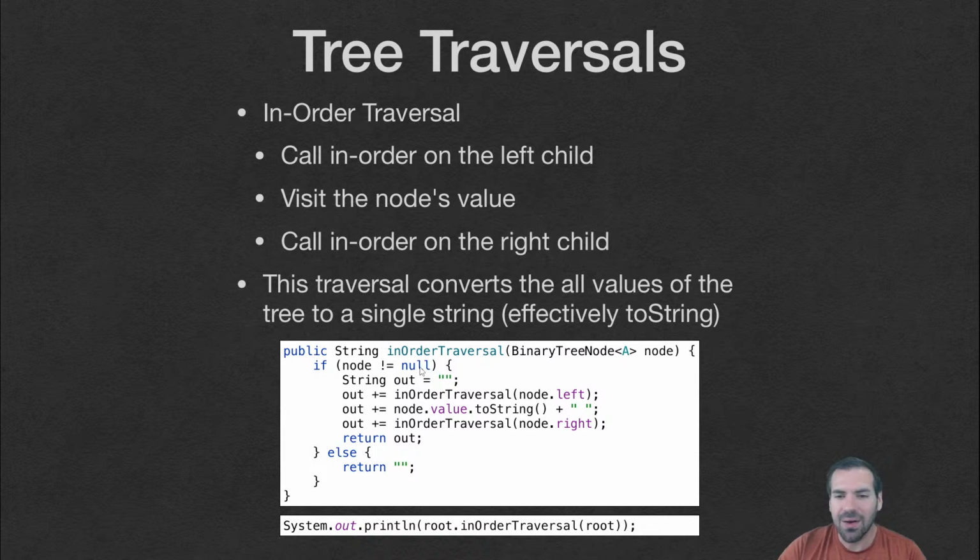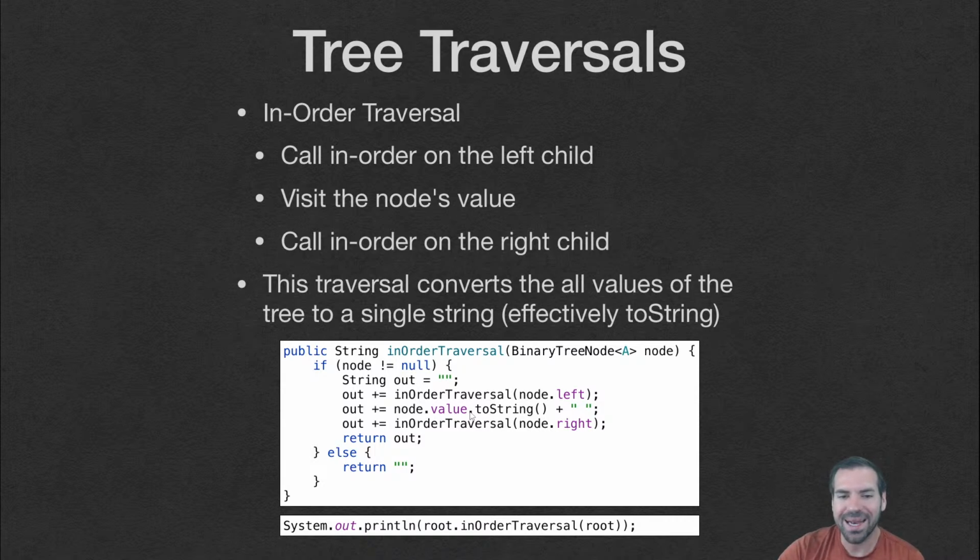If node is not null, so when I first call this, it'll be on the root node of the tree, what I'm going to do is initialize a string and then make the recursive call to the left and accumulate that into my variable. Then handle the node itself. Whatever I have to do here, I'm just concatenating all these to a string, basically a toString method.